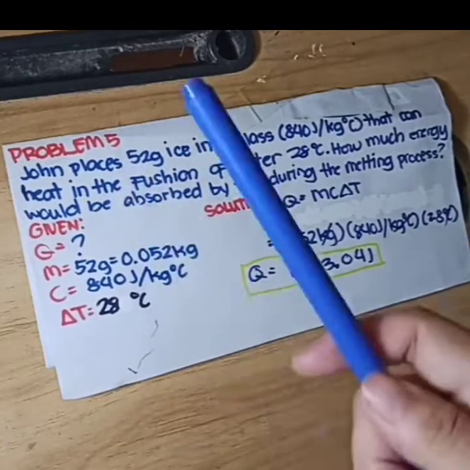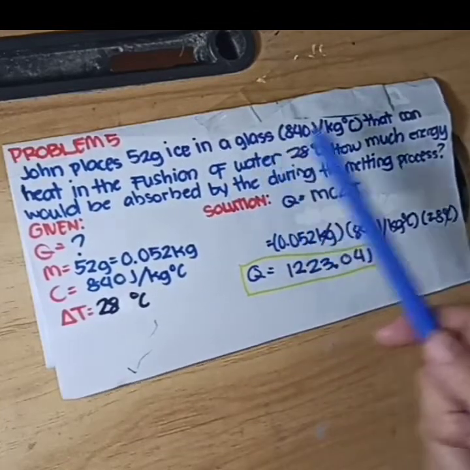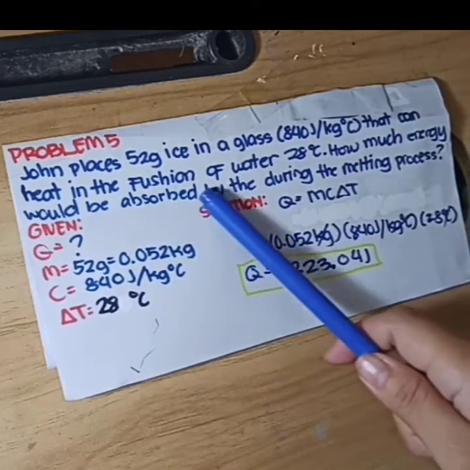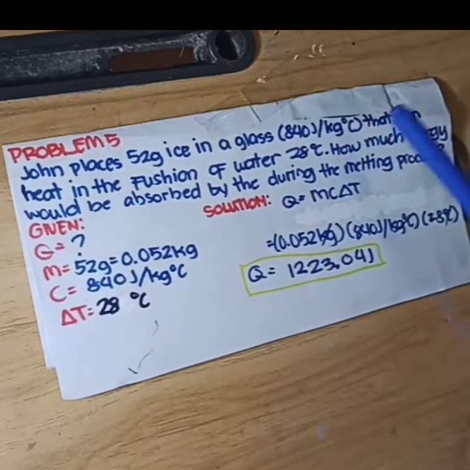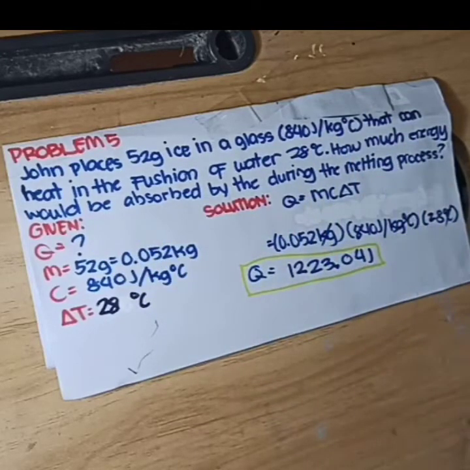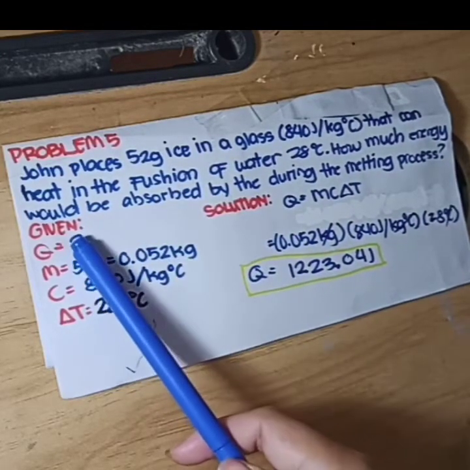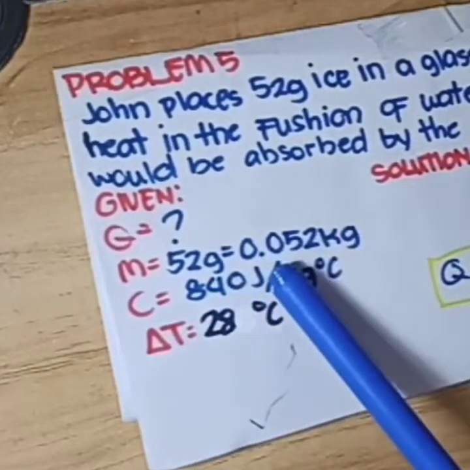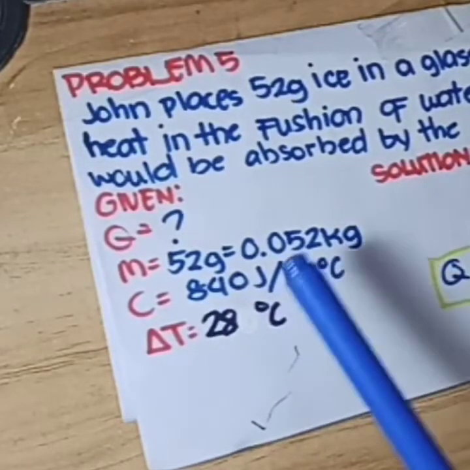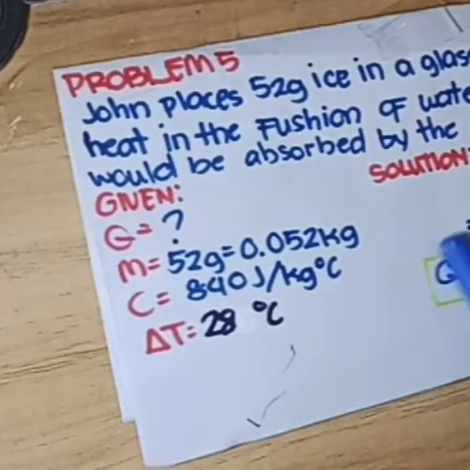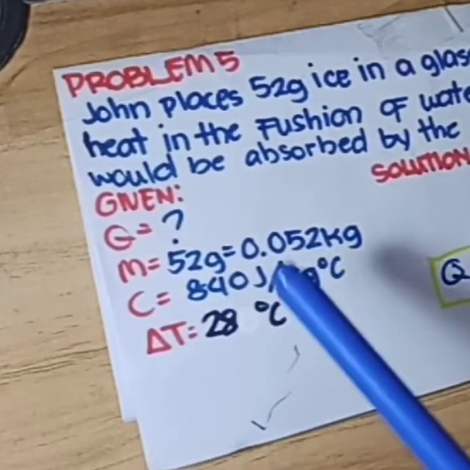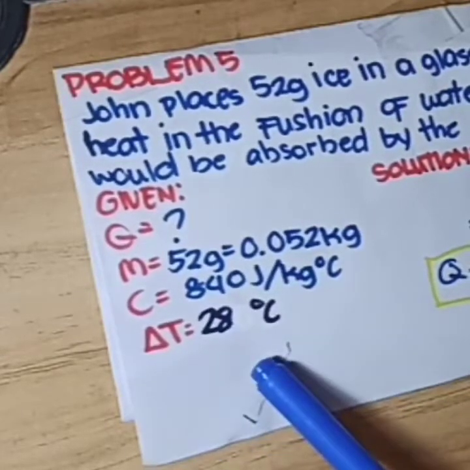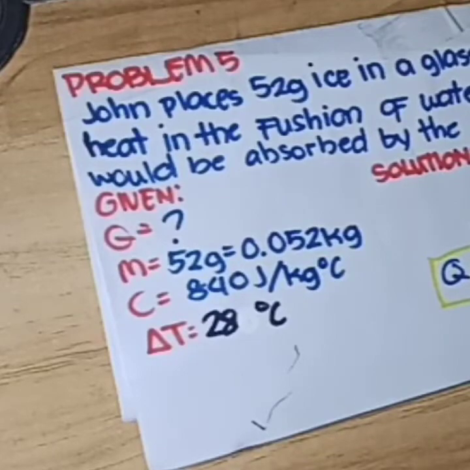Our last problem is John places 25 grams of ice in a glass with 840 joules per kilogram degrees Celsius that can heat in a fusion of water of 28 degrees Celsius. How much energy would be absorbed during the melting process? So first we're going to write the given. So the heat evolved is question mark. The mass is 52 grams and we converted it into kilograms. And we have here 0.052 kilograms. So the specific heat is 840 joules per kilogram degrees Celsius. And the change of temperature is 28 degrees Celsius.